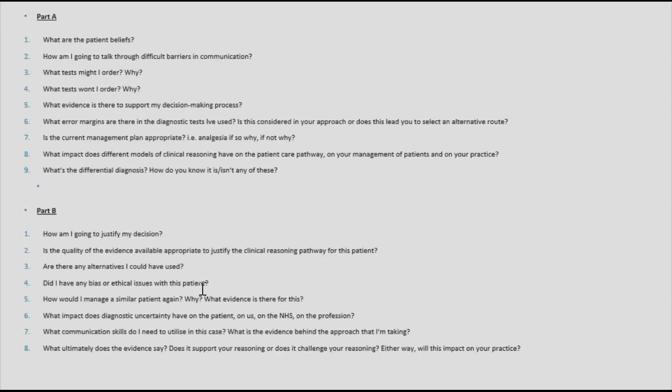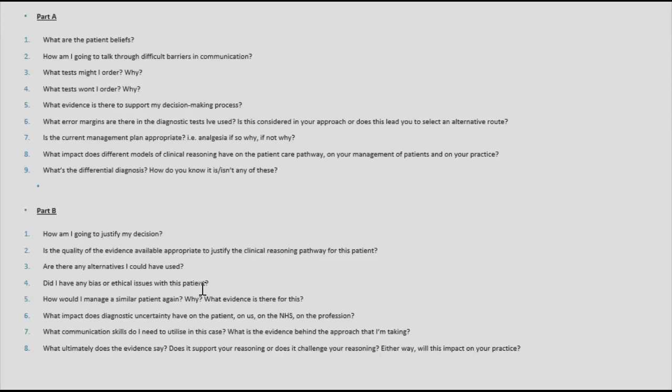So thinking about some of the imaging diagnostic errors or some of the prescribing issues. So if it's not working prescribing wise, how are you going to escalate that? Is the current management plan appropriate, and are you going to change it? Are you going to make a difference? Are you going to deprescribe or prescribe further, or refer to somebody who can prescribe? And what impact do different models of clinical reasoning have on the patient care pathway? And how does this have an impact on your management of patients and on your practice?